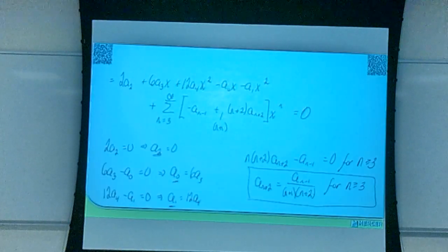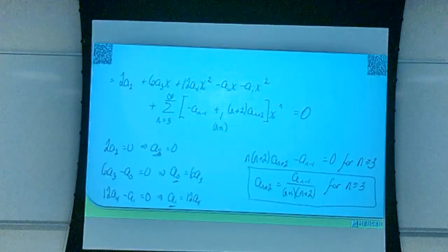We have that negative A naught x minus A1 x squared. A2 is 0, so that goes away. A3 is A naught over 6, right? So that is just A naught x. Oh, bummer.